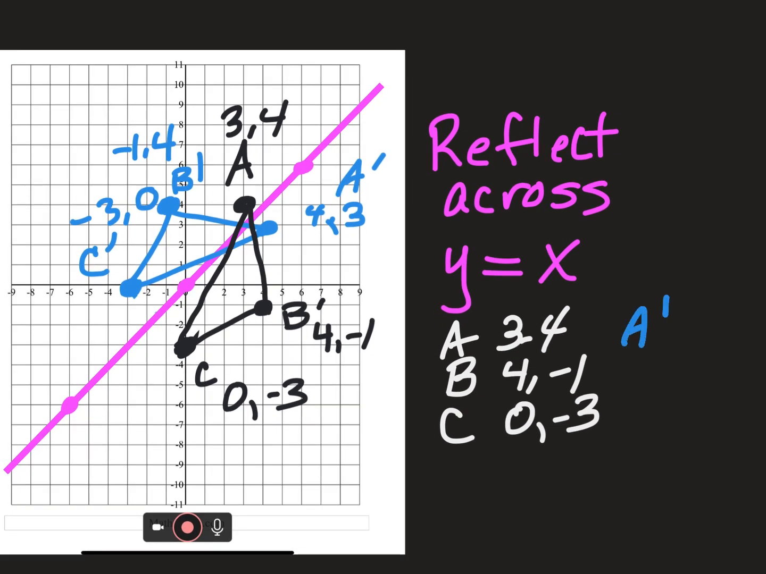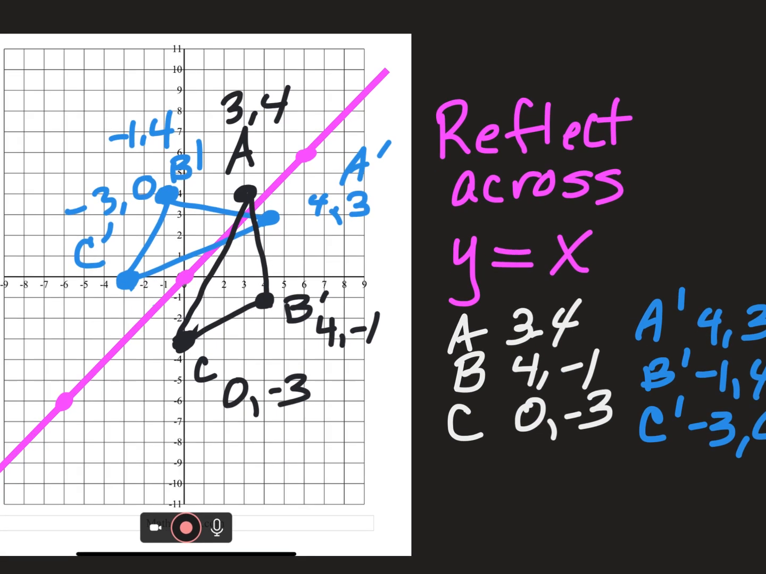So my new A prime is just going to be 4, 3. My B prime is negative 1, 4. And my C prime is negative 3, 0. So when it reflects across that diagonal line, all you do is just switch the x and the y coordinates. And just because it looks messy and like it's overlapping doesn't mean you did it wrong. A lot of the time, especially when you start doing more advanced ones, that's what it looks like. Okay?